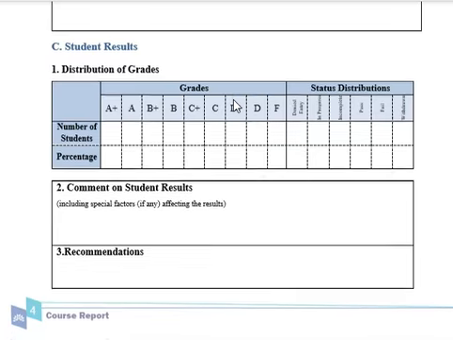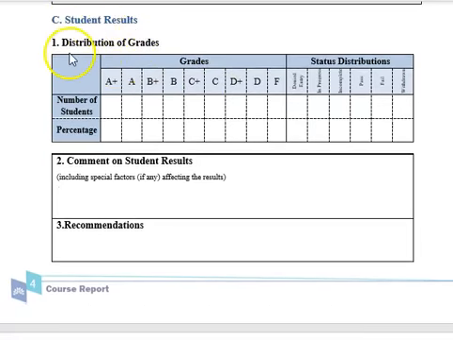Students' results. Distribution of grades. Write the grades based on the grade system used in your university. In the grades A, B, C, D, and F, do not write the number of students that did not attend the final exam. Write only students that finished or completed the course. In the status distribution, you can write the students that were denied access or withdrawn or incomplete, and the percentages are filled based on the total registered students.